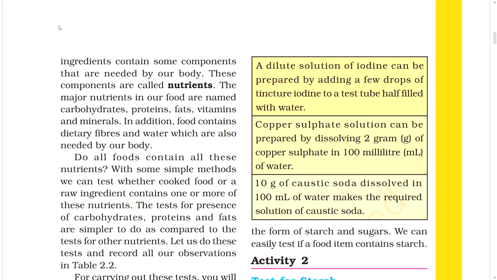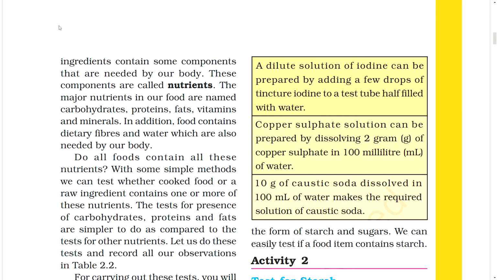Ingredients contain some components that are needed by our body. These components are called nutrients. The major nutrients in our food are named carbohydrates, proteins, fats, vitamins, and minerals. In addition, food contains dietary fibres and water, which are also needed by our body. Do all foods contain all these nutrients?